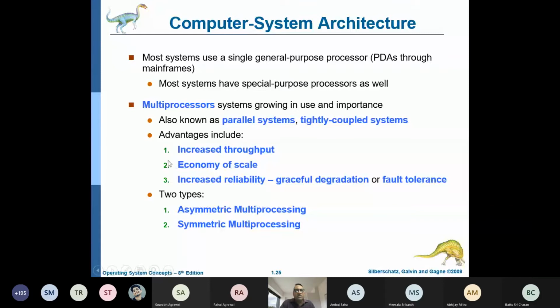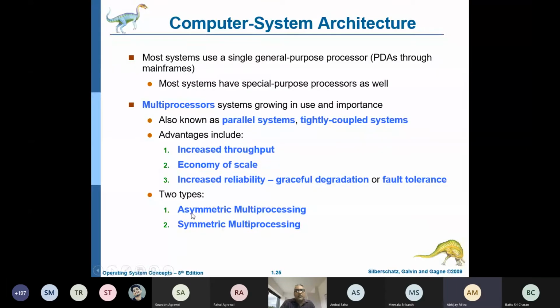So these are the basic advantages of having a multiprocessor system, meaning a system having multiple CPUs. And in these multiprocessor systems, the way they work and the way they can be used falls into two types, known as asymmetric multiprocessing and symmetric multiprocessing.